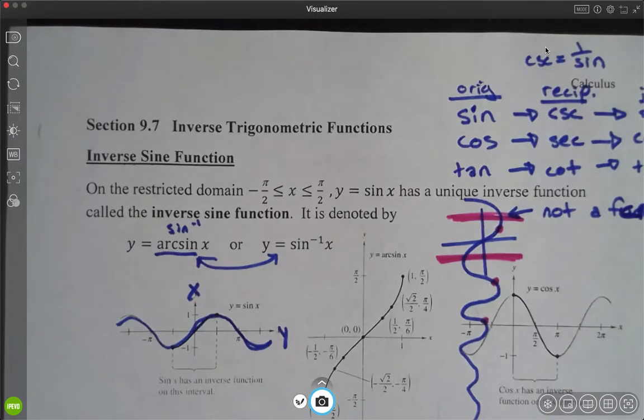What? Why can't you do inverse sine of 50? That's a good question. Why can't you do inverse sine of 50? Because I'm an idiot. Because, why?